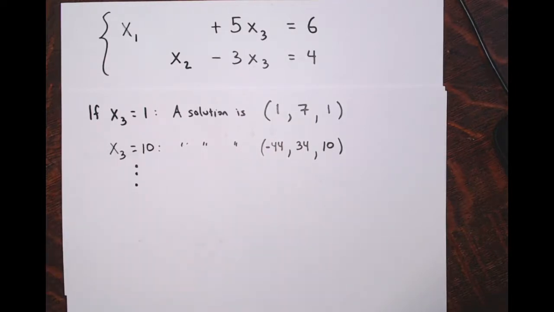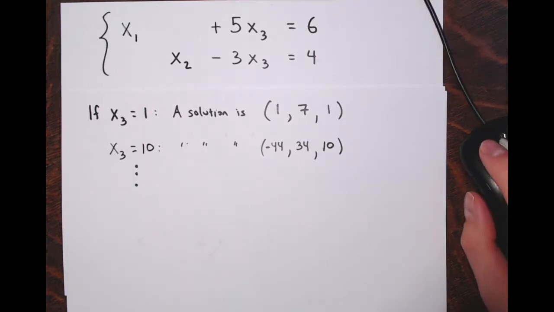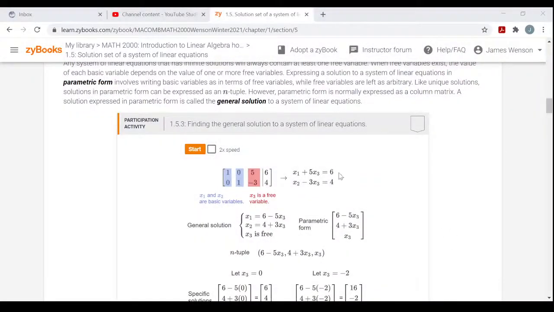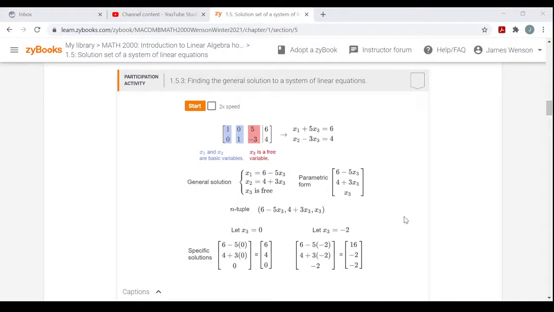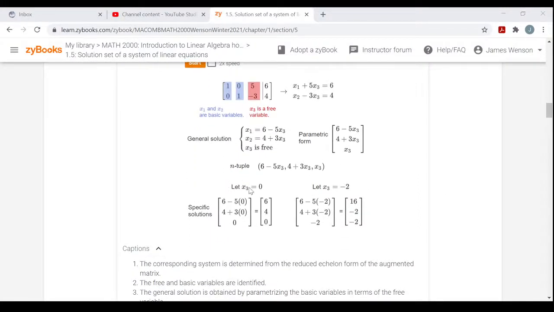Replace the free variable with any value you choose, and you'll get a solution, as long as you've expressed the basic variables in terms of that free variable. You can play through the animation here, but I'm not going to do that this time. They picked some different values. Replace x3 with 0, and you get 6, 4, 0 as a solution. Replace x3 with negative 2, and you get 16, negative 2, negative 2 as a solution.